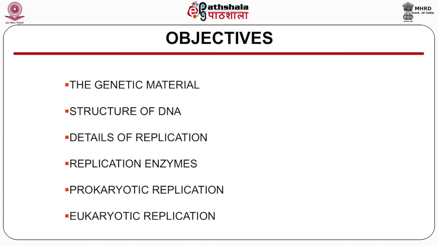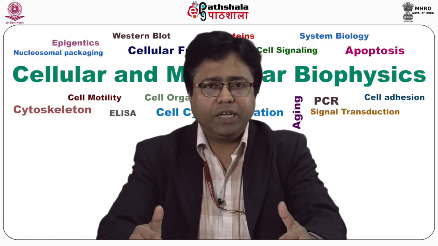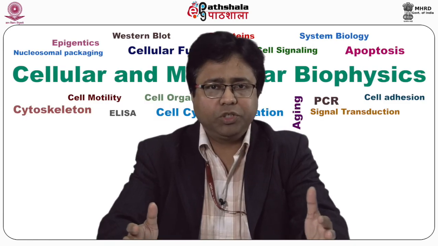The second is the structure of the DNA. The third is the details of DNA replication. The fourth is replication enzymes, that is the enzymes which assist in the process of replication. And last but not the least are prokaryotic replication and eukaryotic replication. Remember that the DNA replication mechanism is different in a prokaryotic bacterial system as compared to a eukaryotic mammalian system.